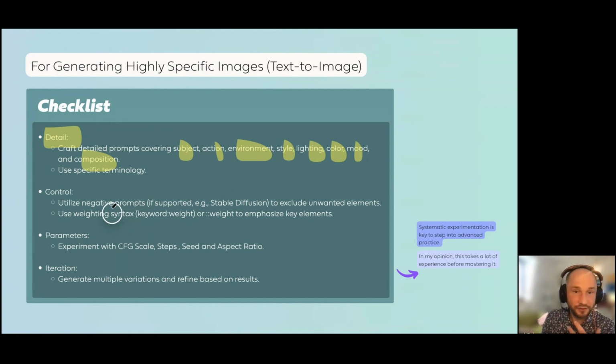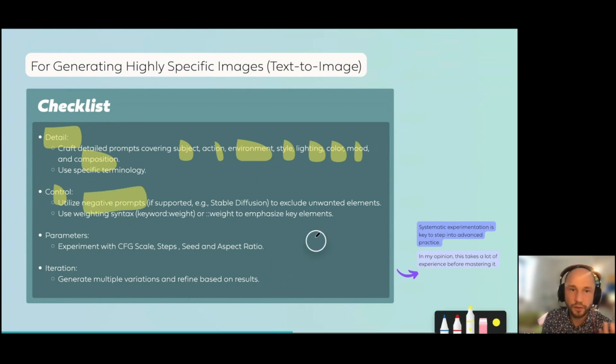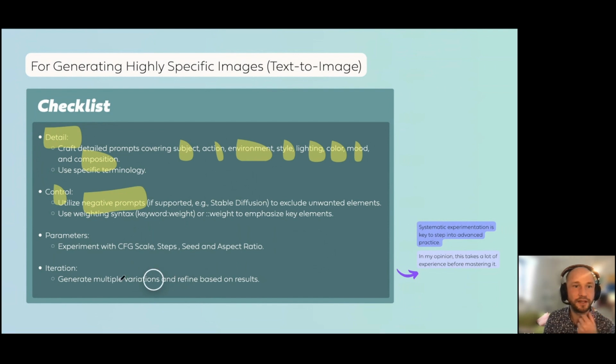Then an additional layer of control that, at least with Stable Diffusion, you have, is negative prompts. What should be excluded? You have seen that. Experiment with parameters. How creative can the model be with the CFG scale? How many steps should it iterate? What's the speed, the seed? What's the aspect ratio? And so on.